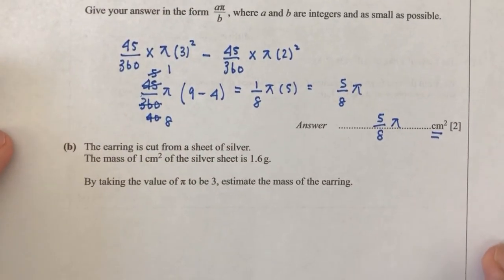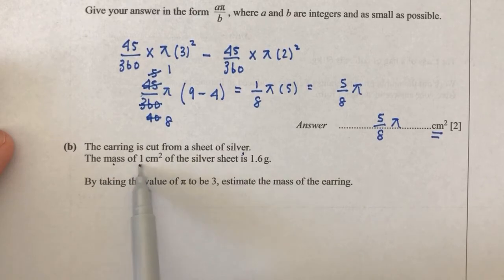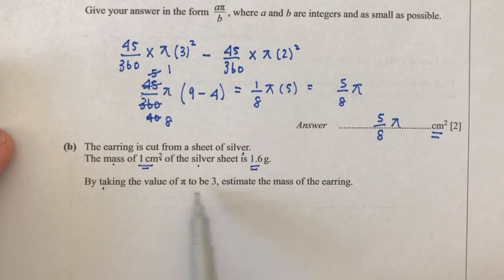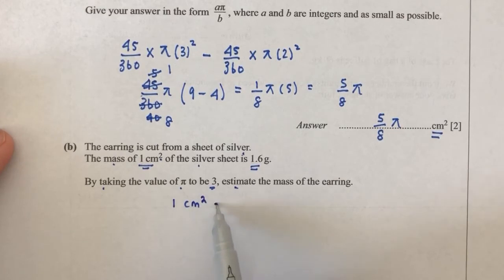So moving on to part B. The earring is cut from a sheet of silver. The mass of 1 centimeter square of silver is 1.6 grams. By taking the value of pi to be 3, estimate the mass of the earring. Okay, so we know that 1 centimeter square is 1.6 gram.